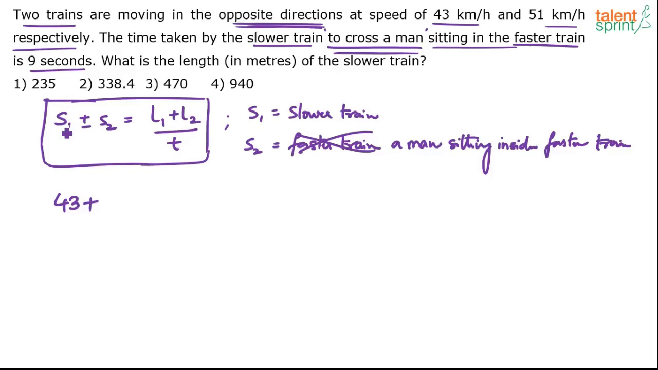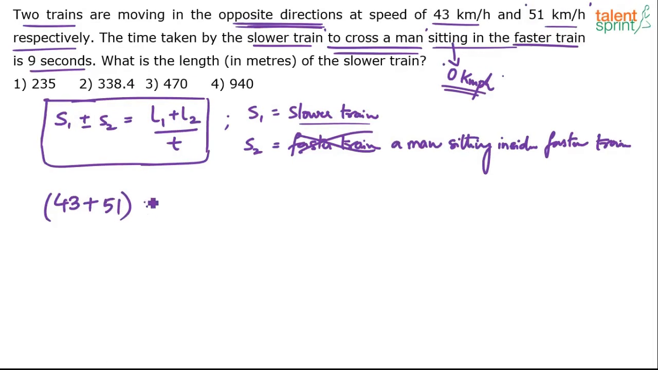What is S2? S1 was the speed of the slower train. What is S2? Speed of the man. Now as such, the man is sitting. Since the man is sitting, the speed should be 0 kilometers per hour, right? The man is stationary. But then, the man is sitting inside a body which is moving at 51 kilometers per hour. You understand? Usually we take the speed of the man who's standing or sitting as 0. But this man is sitting inside a moving body and that body is moving at 51 kilometers per hour. So S2 should be taken as 51.